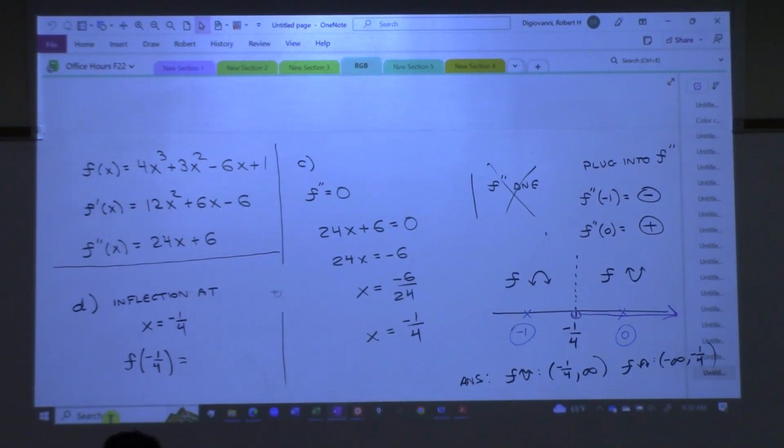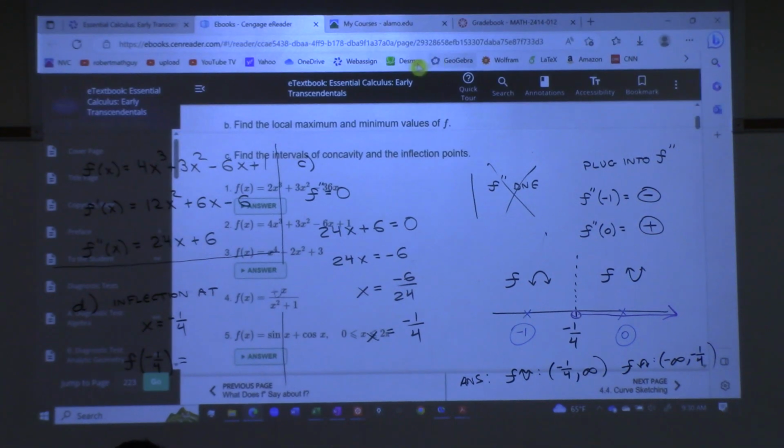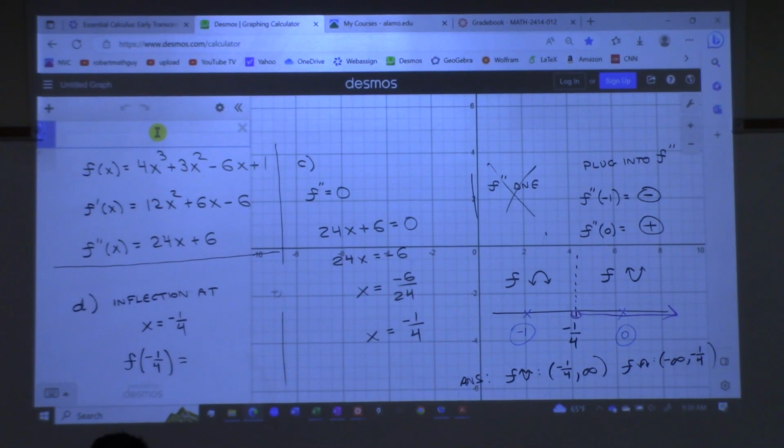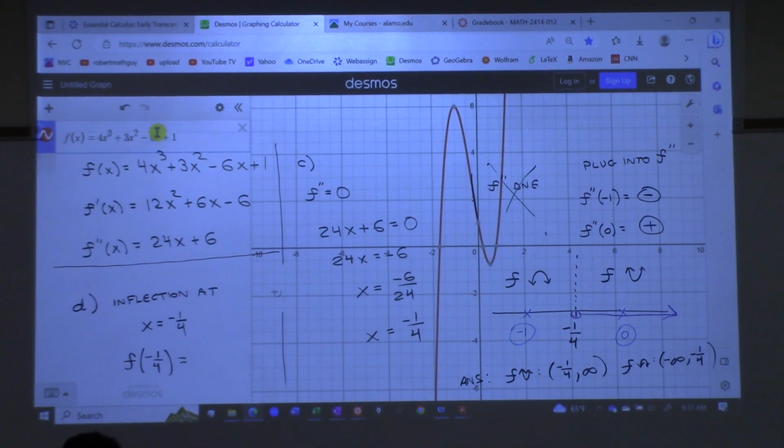Let's go to Desmos, and let's graph this thing. So 4x cubed plus 3x squared minus 6x plus 1. There we go. All right, let's take a look at this thing.